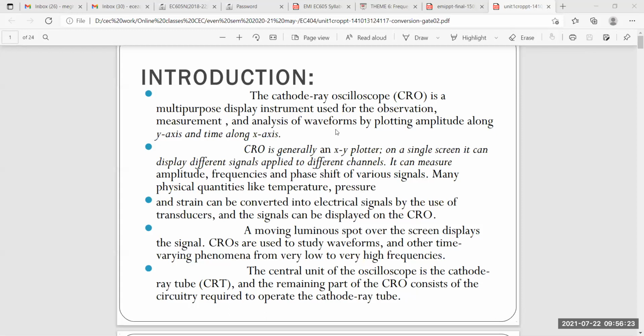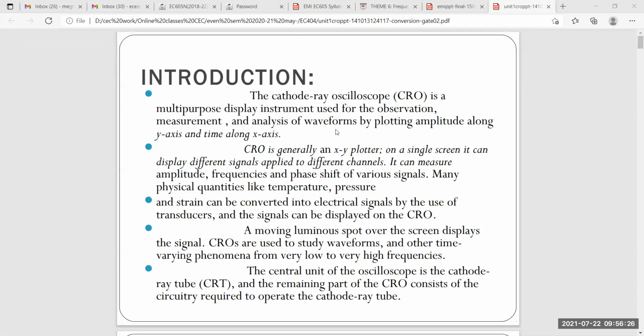Okay. In module 2, the first part was all those generators and frequency measurement techniques which we have learned. And the second part is CRO. So today we will discuss CRO first. Let us discuss some of the points of CRO. So what is CRO? I think you are much aware of CRO. You have seen CRO in the lab.